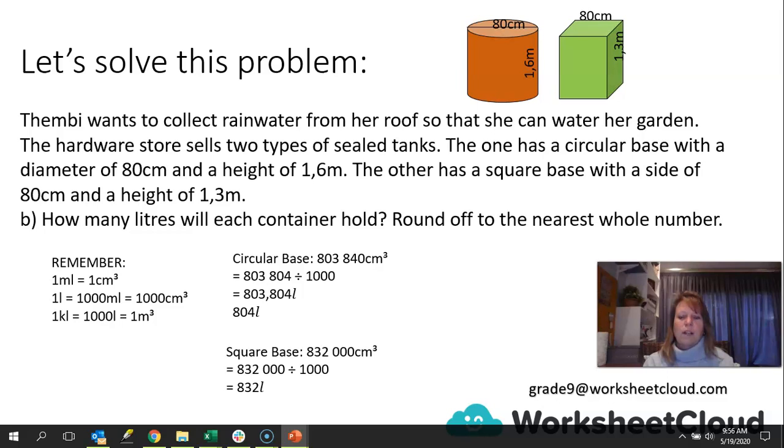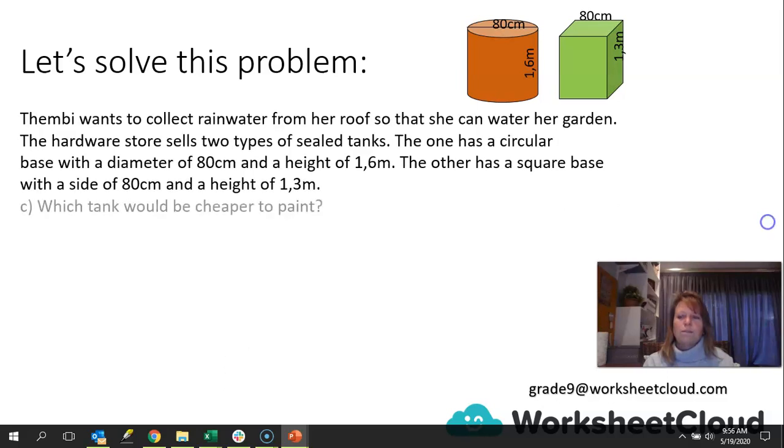Right, let's look at the last one that we have to work out. Which tank would be cheaper to paint? Well, here, obviously, we're going to paint the whole of the outside of the tank, and so we would have to work out the surface area for each one. So our circular base, let's work out the surface area. We've got 2 times pi r squared plus 2 pi r times height. We've been working with that for quite a while.